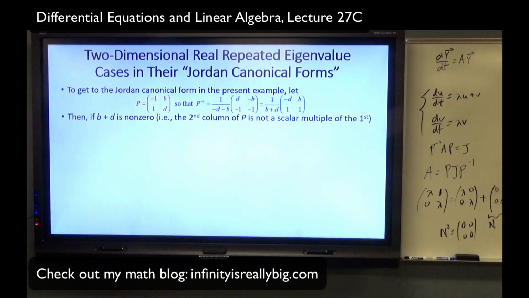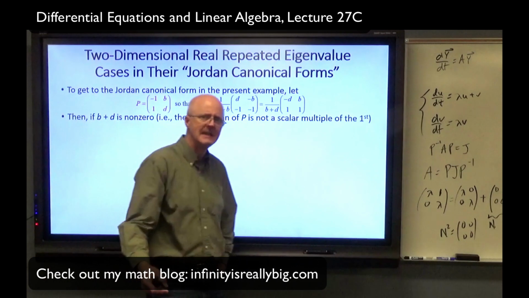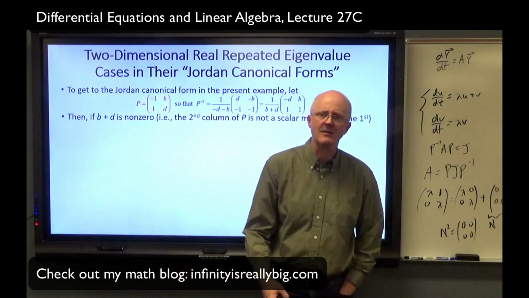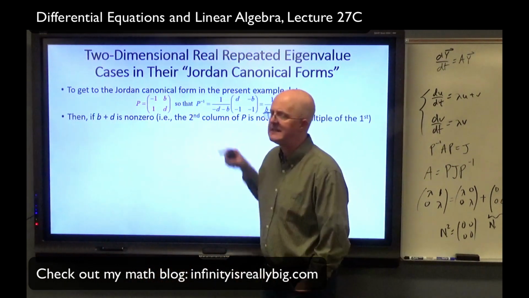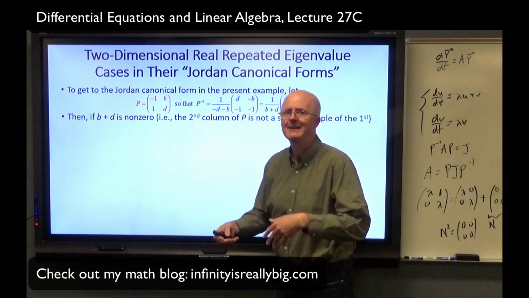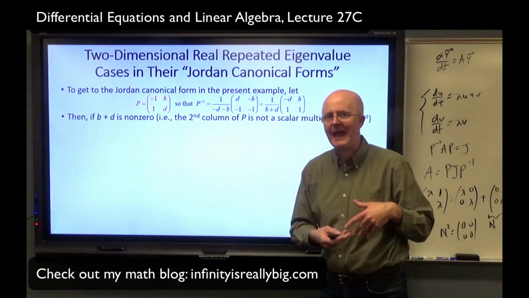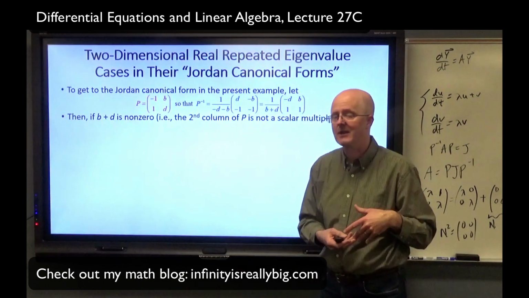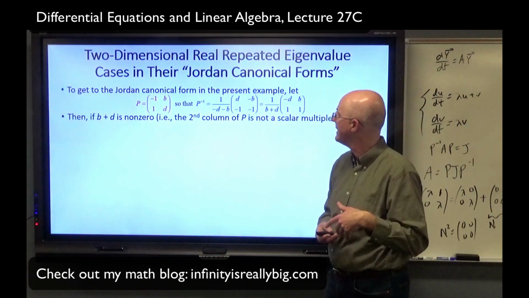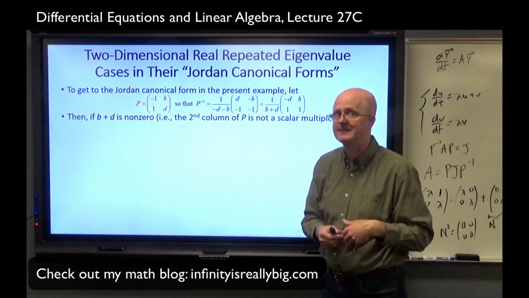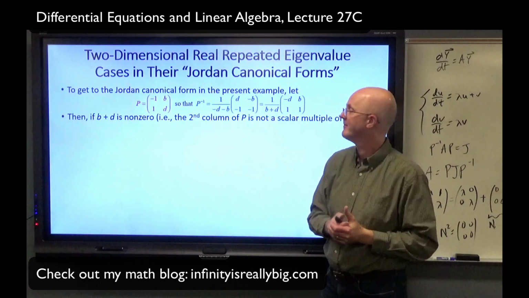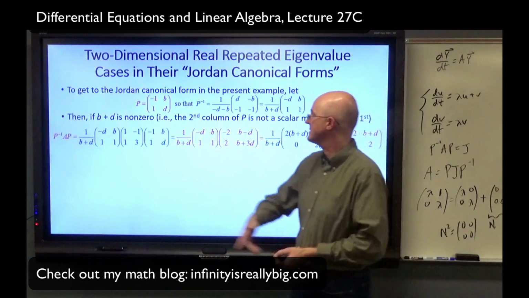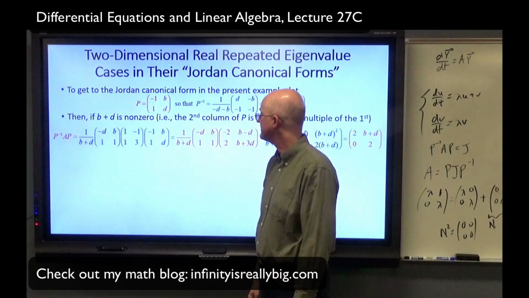So what's our goal now? Our goal is to see if we can figure out what B and D need to be so that when I convert A to the Jordan canonical form, I get a 1 in the upper right spot instead of some other non-zero number. So here, just calculate and see if you can figure it out.